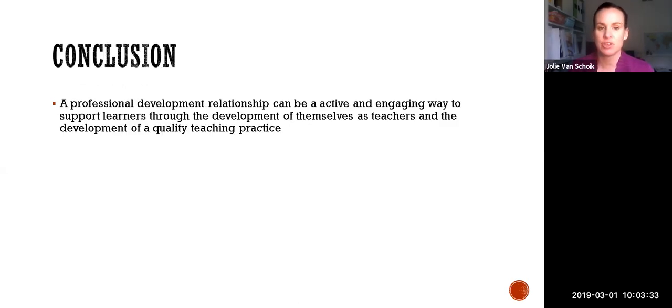So in conclusion, I love professional development. I think setting up systems for it is really, really important. I think that it allows us to achieve our vision and our goals, and also to make sure that our teachers are getting better and better. We also want to make sure that it's active and engaging, and you're supporting learners through the development of both themselves as teacher, and of their quality teaching practice as well.